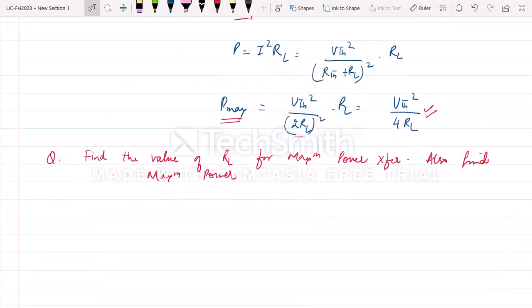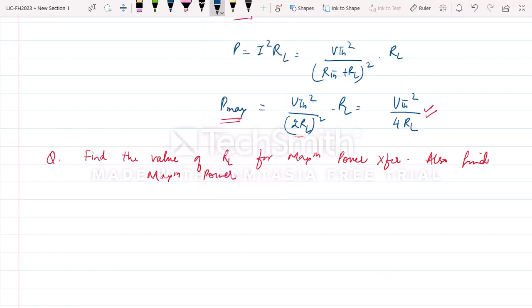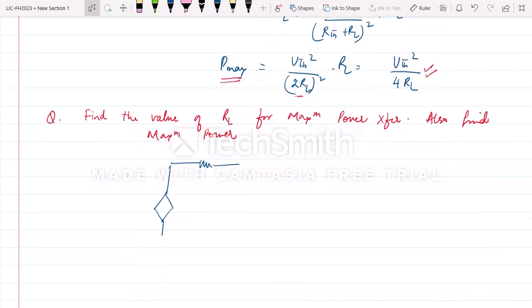Now let us see this question. I will solve this question. We need to understand this maximum power transfer. Find the value of RL for maximum power transfer for the circuit given, and also find the maximum power. This is the circuit, for which we have to find RL for the maximum power transfer. Just let us complete this first.